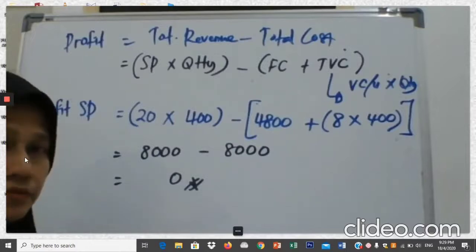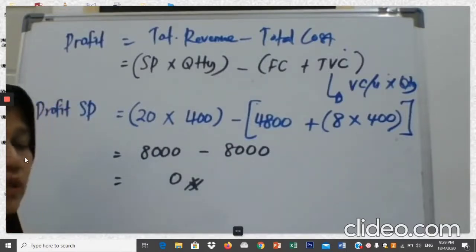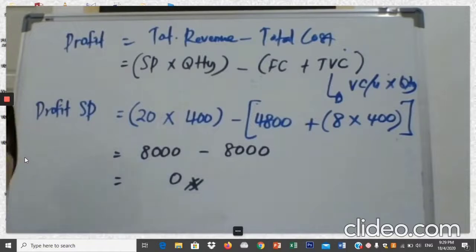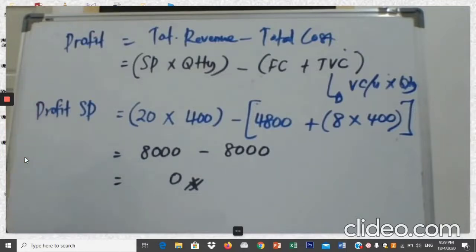Okay, now we move on. Okay, we are still in break-even point analysis. Okay, as I said just now, why do we have to choose the lowest break-even point in order to make the location decision? It is because the company can make profit faster.